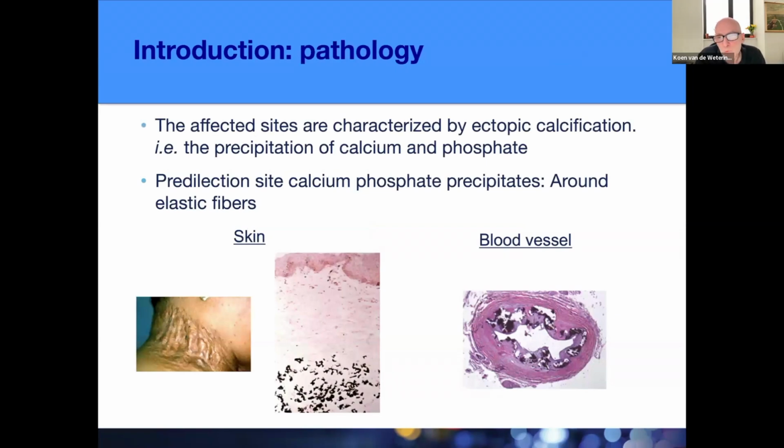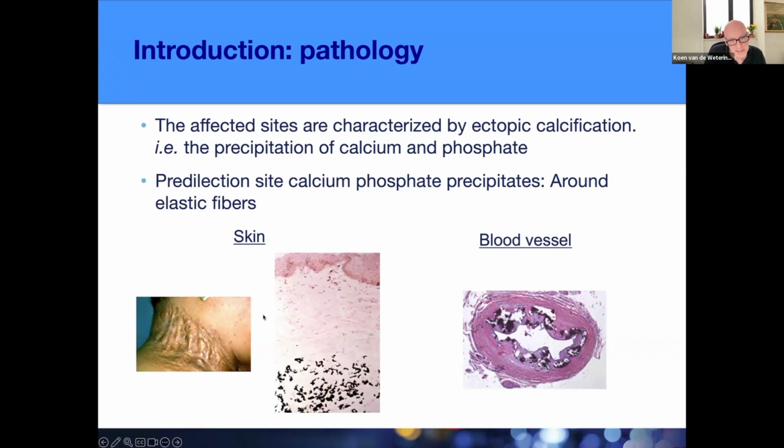So if we focus on what's actually happening at the sites that are affected by the disease, then you will see that affected regions show ectopic calcification. And what is ectopic calcification? Ectopic calcification is the precipitation of calcium and phosphate. And calcium and phosphate often precipitate around elastic fibers in PXE patients. And that's why skin can be affected.